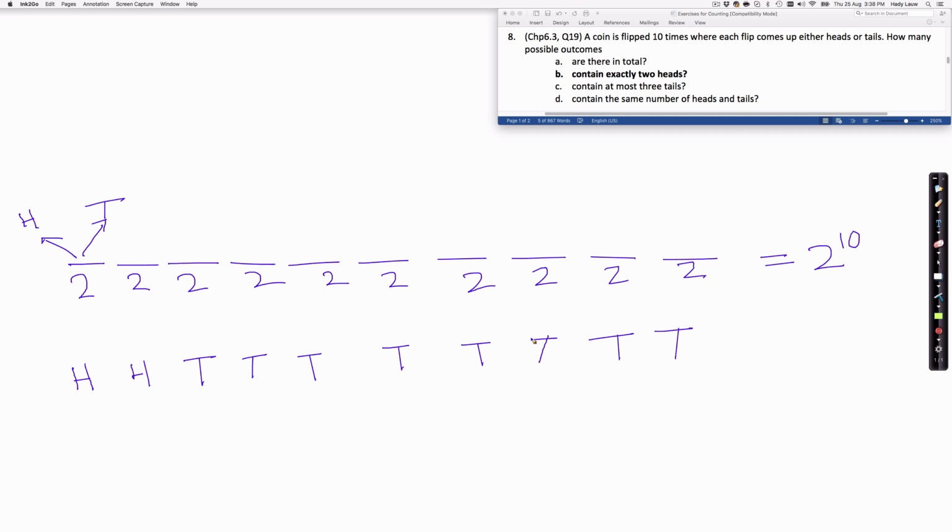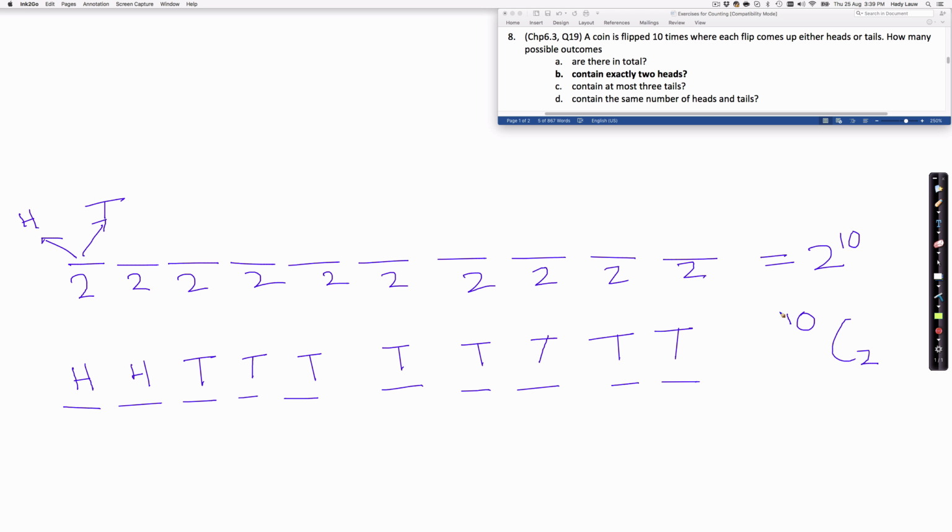Because there are 10, let's assume that we have 10 slots, and we want to dedicate 2 of the slots to heads. That's going to help us count how many possibilities there are to contain 2 heads. Since we have 10 slots and we only want 2 heads, we have 10 choose 2. The 2 out of the 10 slots that are chosen are going to be heads, and the rest are going to be tails.